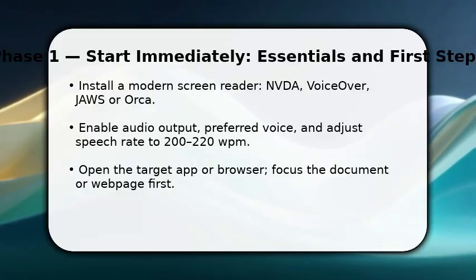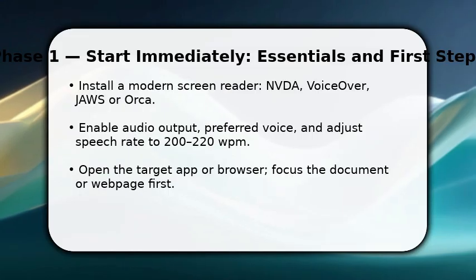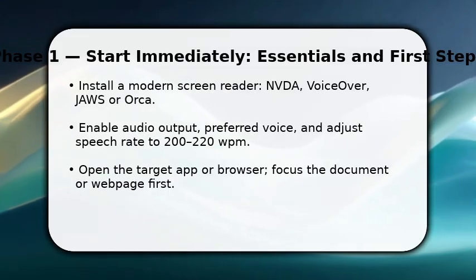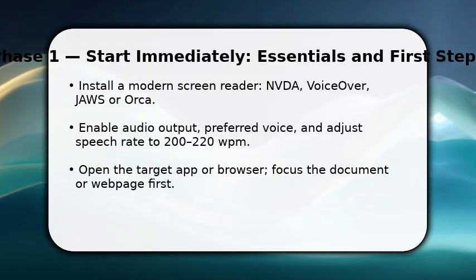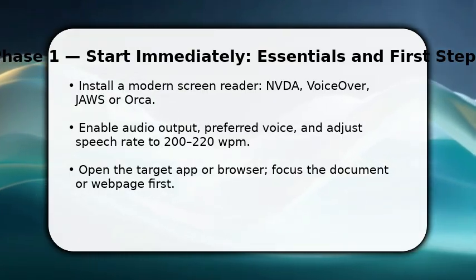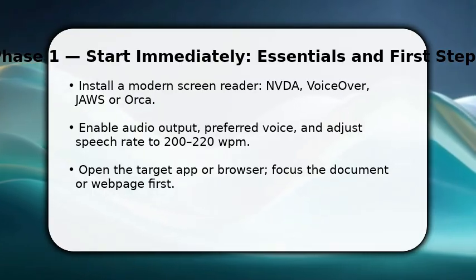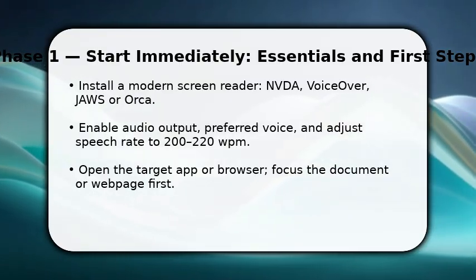You begin by confirming prerequisites and taking the first actionable steps now. Install and open your chosen screen reader, then set audio output and a comfortable voice. Once done, adjust speech rate, faster for scanning, slower for learning, and set verbosity so you hear headings and links.